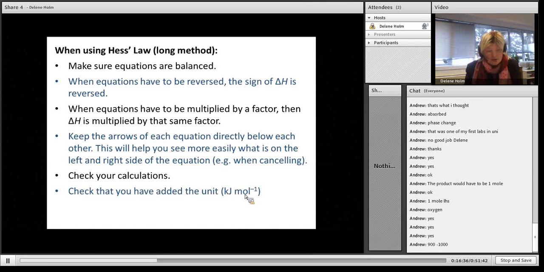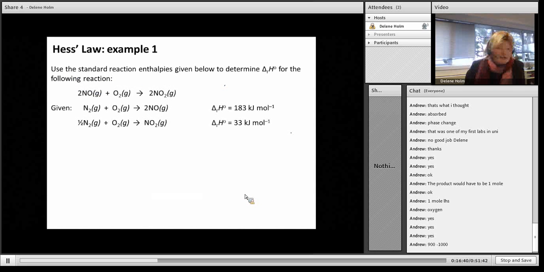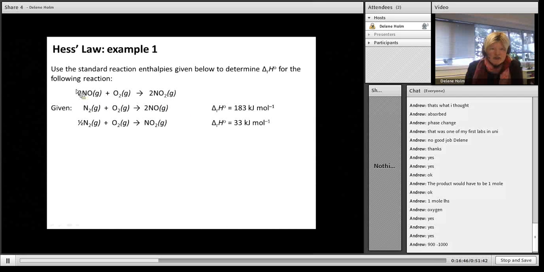And then you have to have a unit for enthalpy, so check that you've done that. And let's now do an example. Okay, it's actually a slightly different one I've given here. So here's an example where I've got to work out the delta H for this reaction. So I've given you the reaction, so I have to get a final equation being 2NO plus O2 gives 2NO2.